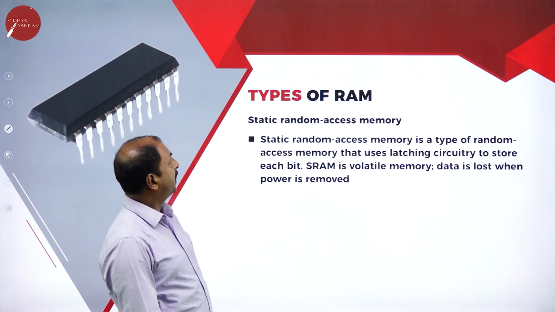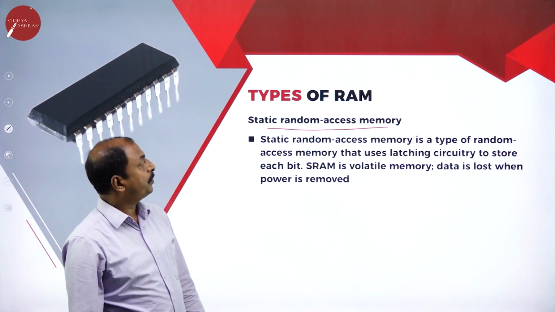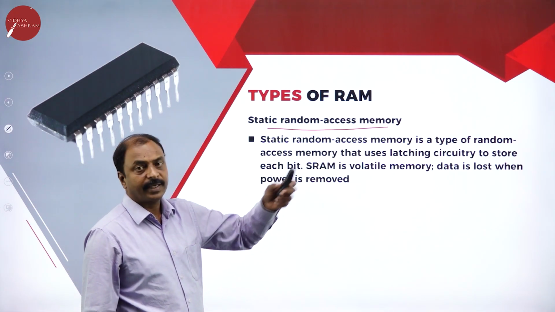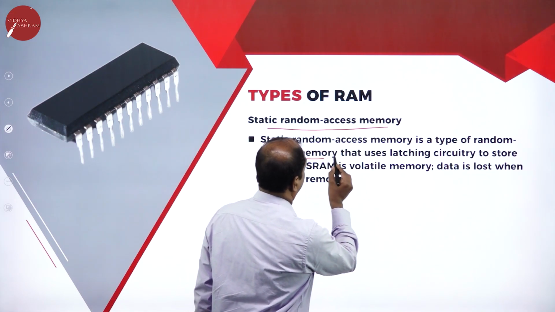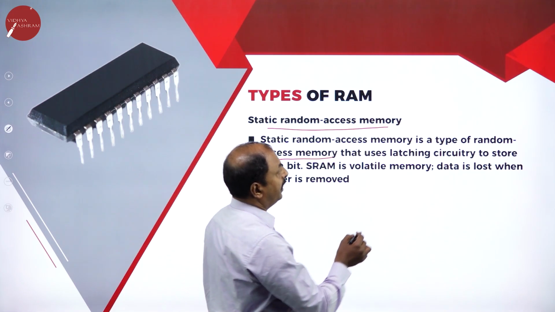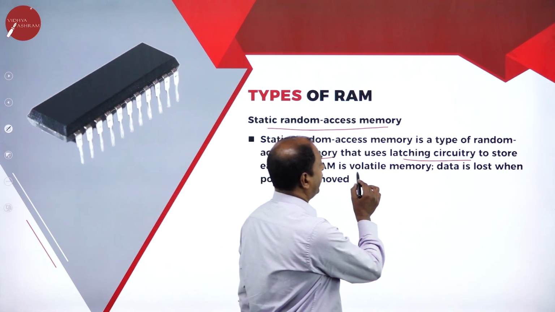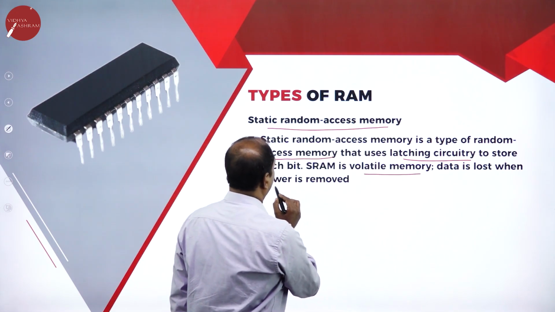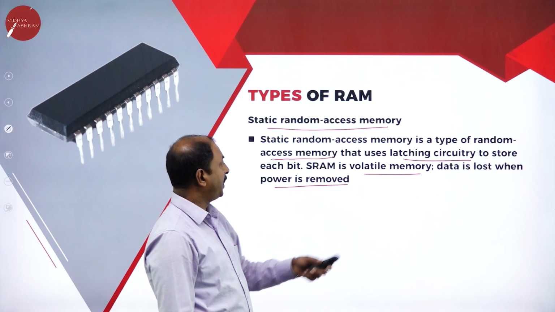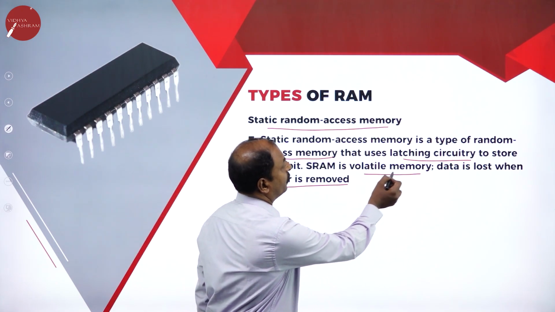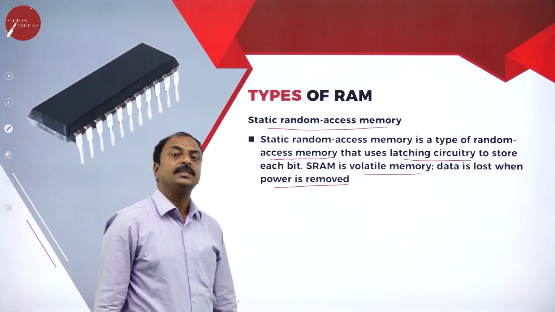Under this we can have static random access memory. One type of RAM is static random access memory. It is a type of random access memory that uses latching circuitry to store each bit, and it is a volatile memory. Data is lost when power is removed. This is another type of RAM, static random access memory. It is again volatile memory. Data is lost when the power is off or when the system is off.